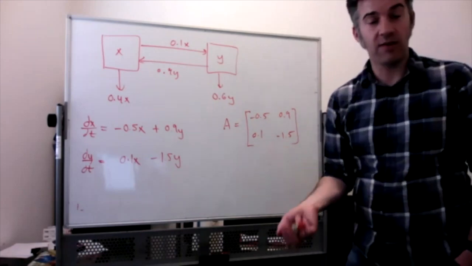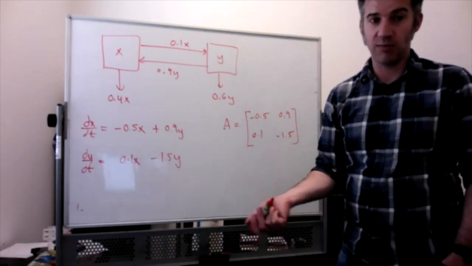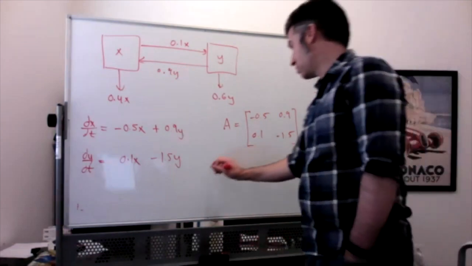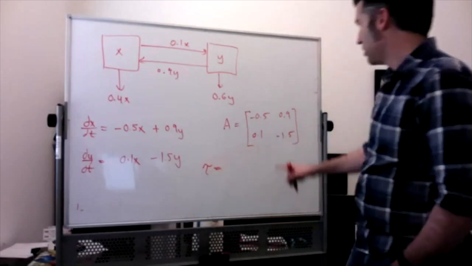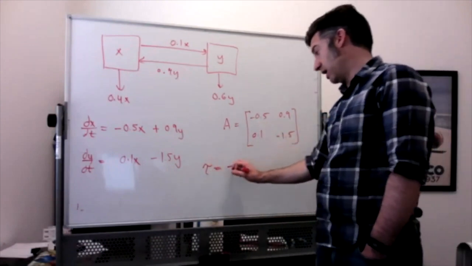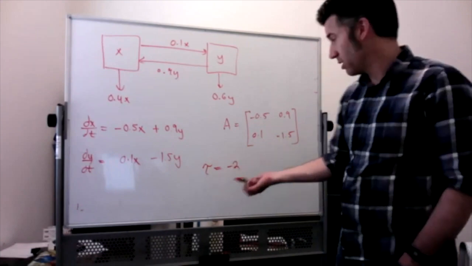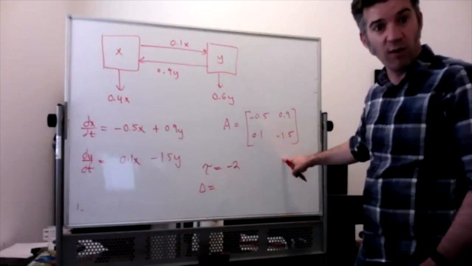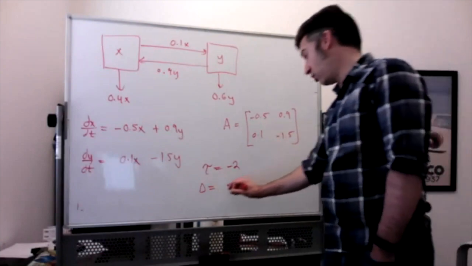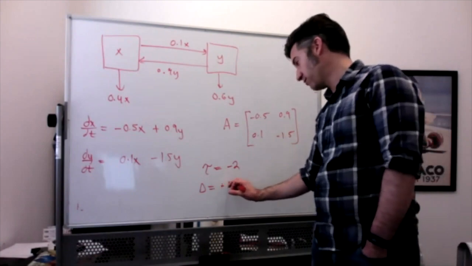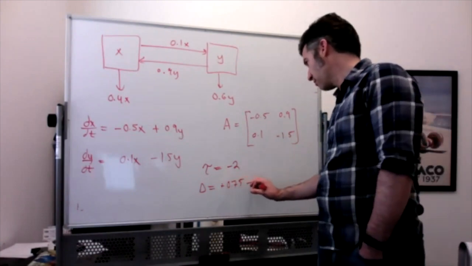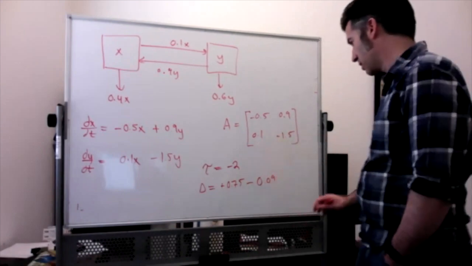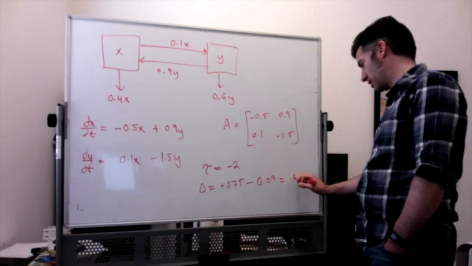This is definitely a time where the trace-determinant method is probably what I want to use. Even then it's not going to be super nice. The trace of this matrix is negative 0.5 minus 1.5, which is negative 2. That happened to turn out to be nice. The determinant, on the other hand: negative 0.5 times negative 1.5 is positive 0.75, minus 0.9 times 0.1, which is 0.09, gives 0.66.